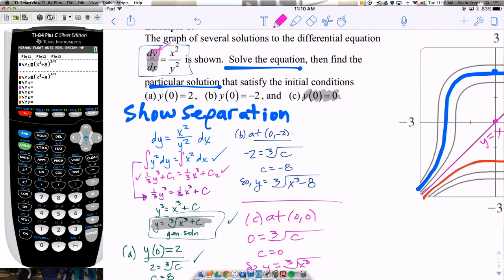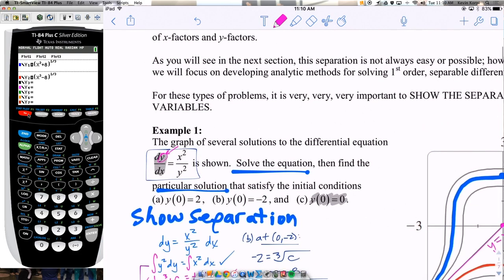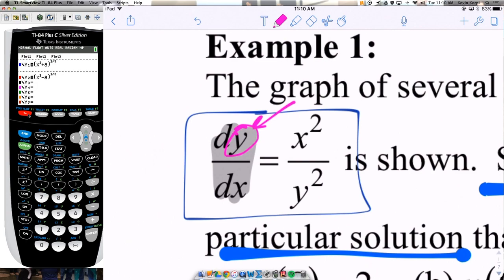So there's the idea behind a separable differential equation. It's a differential equation that has a derivative in it. And typically, but not always, the derivative is a function of something that's more than just x. Maybe an x and y, maybe it's just y.